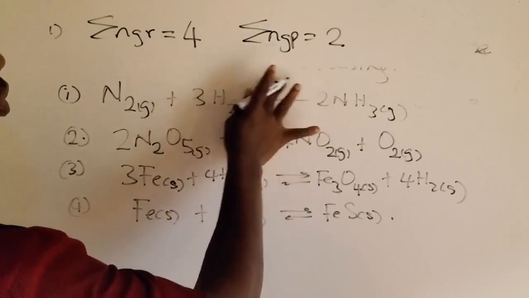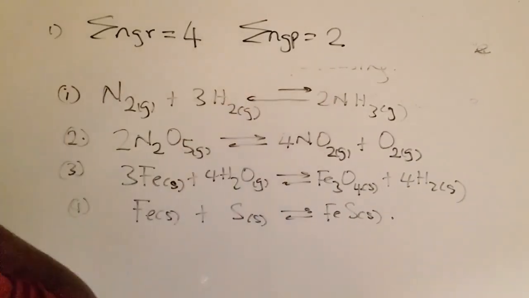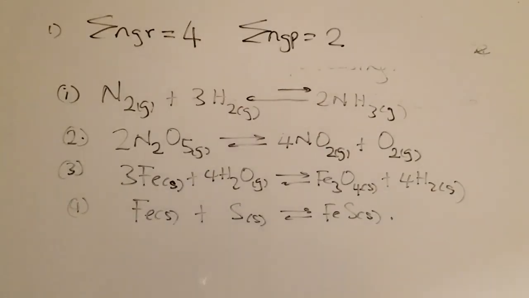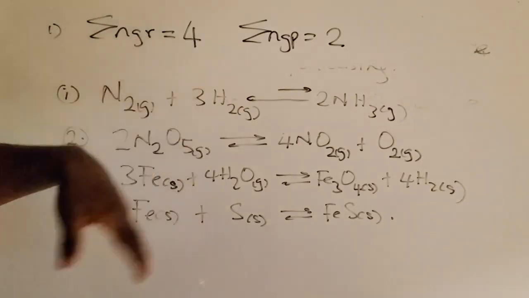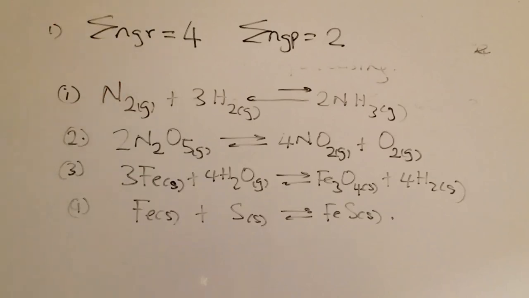So you are favoring the left-hand side. You're getting more reactants and less product. So if you decrease pressure, the side that had the larger number of gaseous moles is favored. So you see how it is done. Now let's go to question number 2.